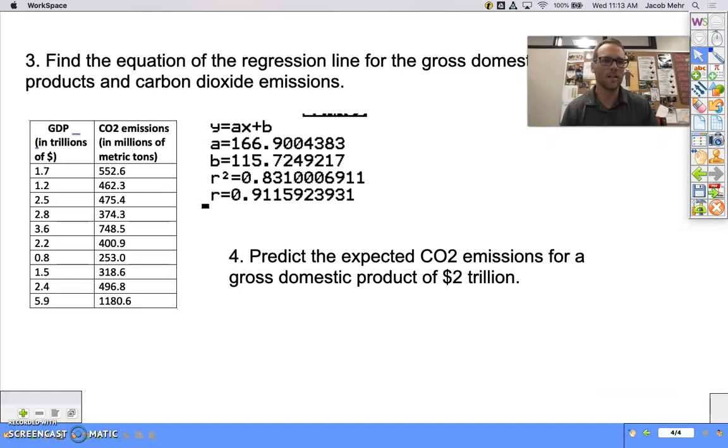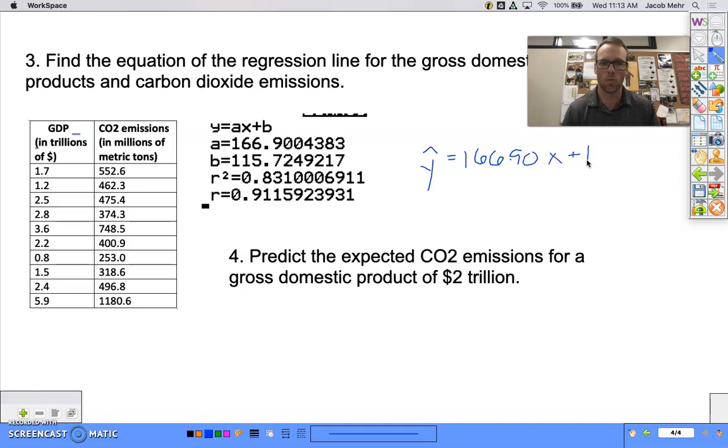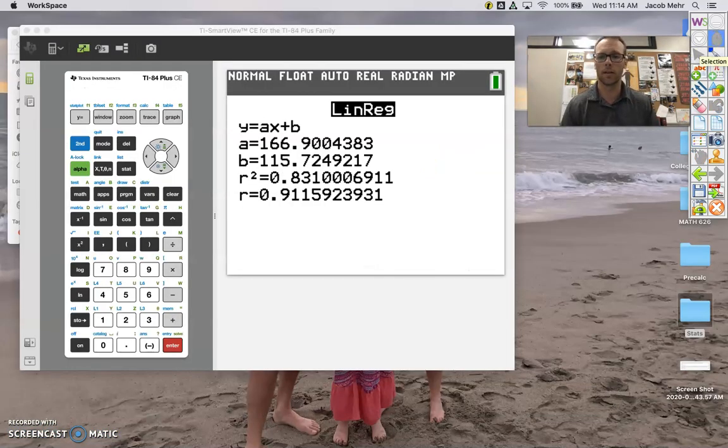So our least squares line, our linear regression, our line of best fit, is y hat equals 166.90x plus 115.72. So can we predict the expected CO2 emissions for a GDP of 2 million? 2 million is the x value. Let's substitute that in. I'm just going to have my calculator do that.